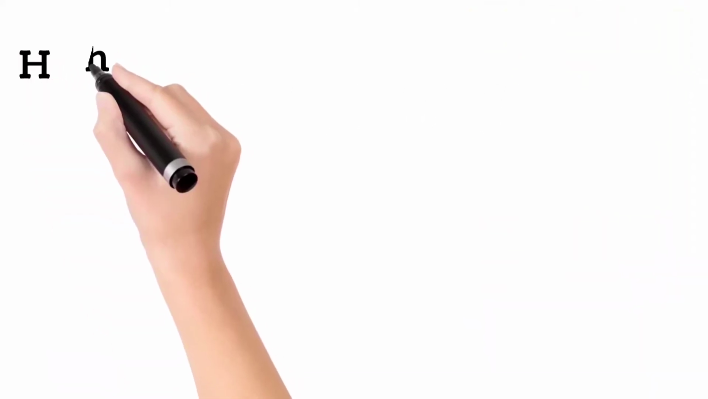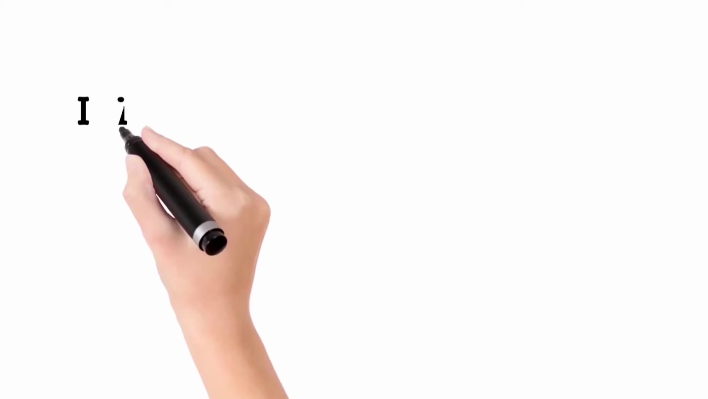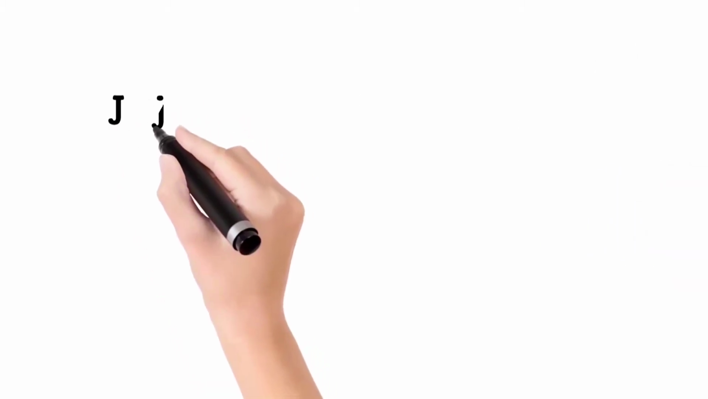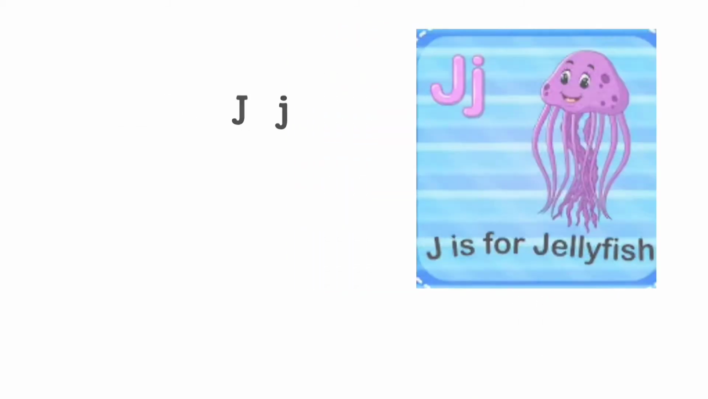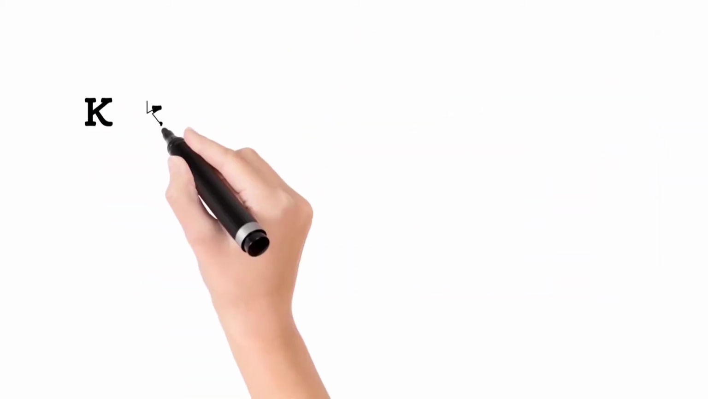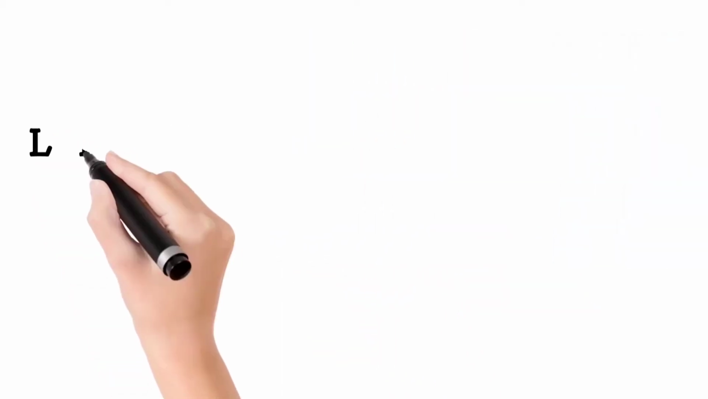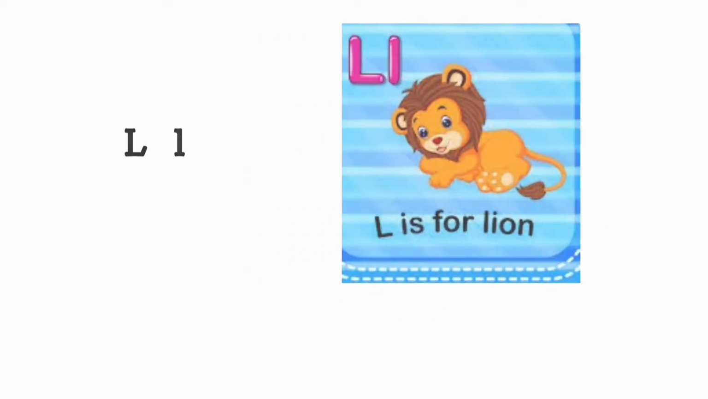H is for horse. I for eyes. J for jellyfish. K for kite. L is for lion.